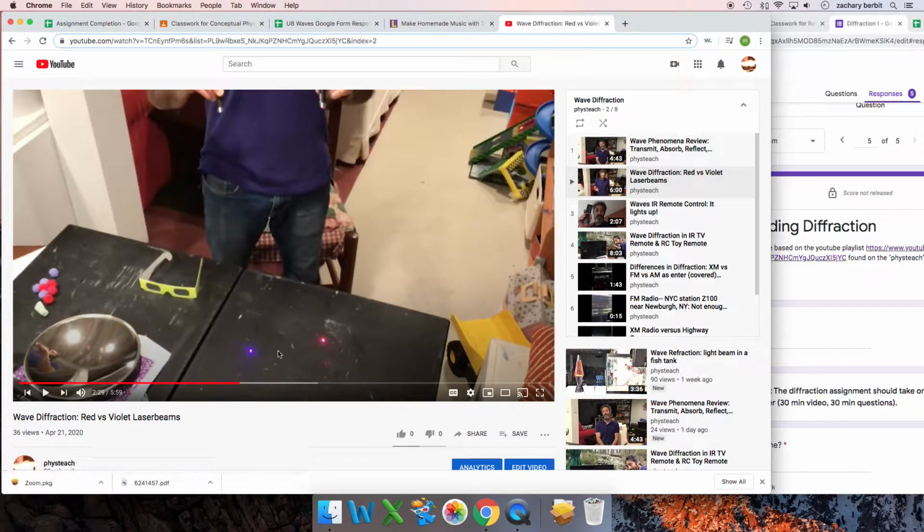So now we're getting into this red versus violet. You can actually get to note 2, which you should have found from the video. Note 2. Red light diffracts more than violet light. Both colors are waves.